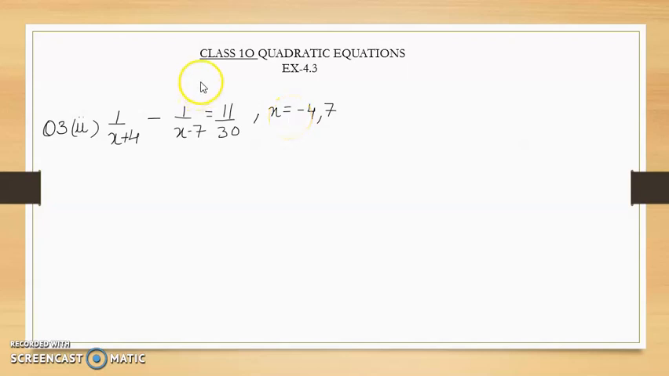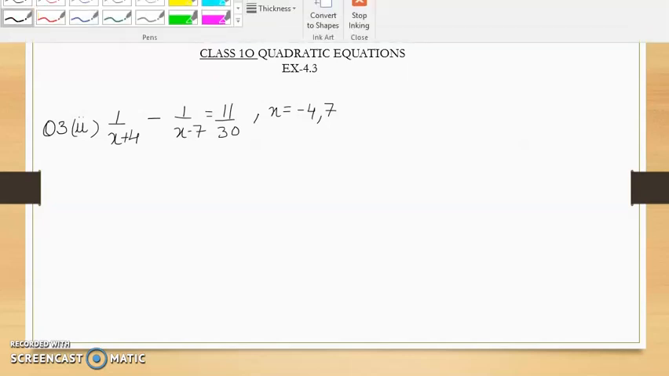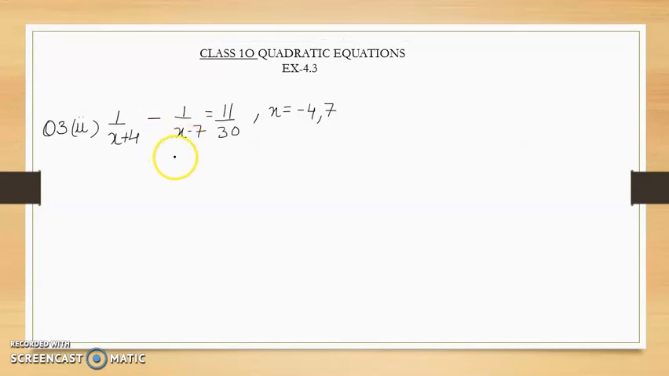Okay students, now we will solve question number 3, second part. We are doing quadratic equations, exercise 4.3, question number 3, second part. Alright, now see the question carefully. It says we have to solve this: 1 upon x plus 4 minus 1 upon x minus 7 is equal to 11 by 30, and this is also given to us that x is not equal to minus 4 comma 7.